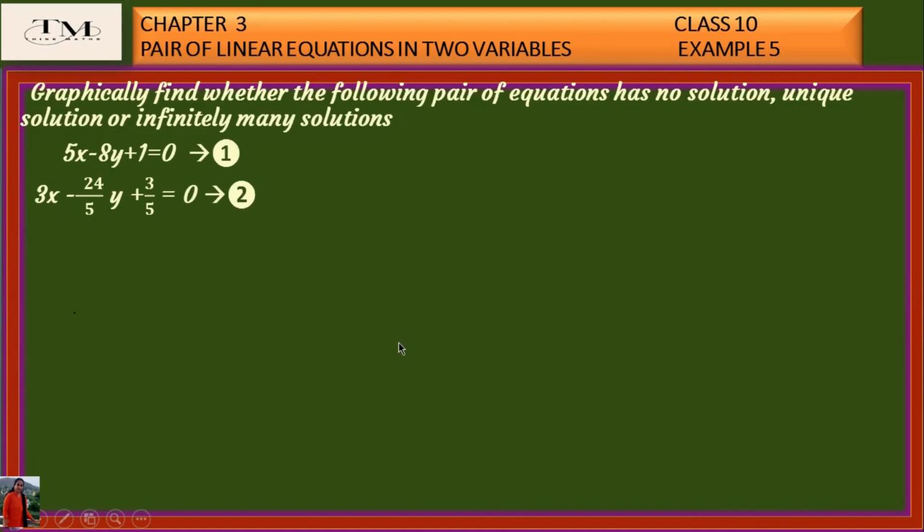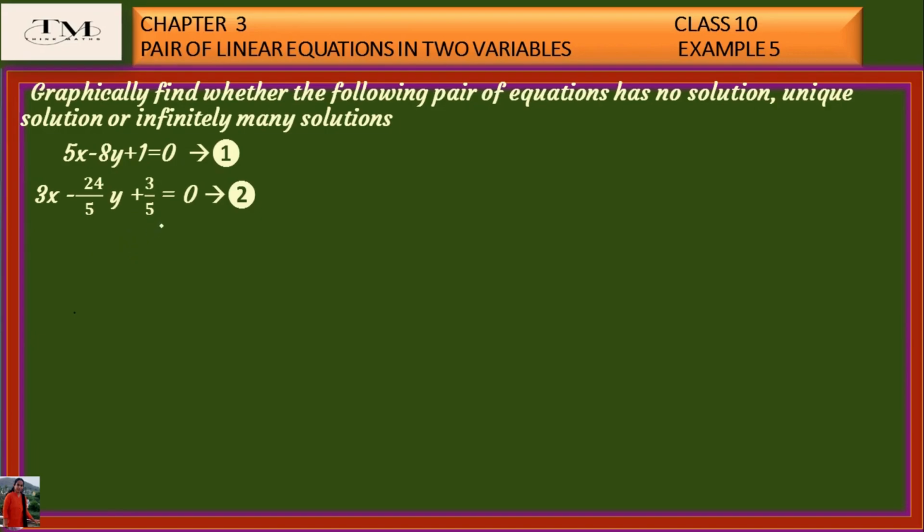The next problem is: graphically find whether the following pair of equations has no solution, unique solution or infinitely many solutions. So we have to draw the graph and check what type of lines we get. Then we have to check whether this has no solution, a unique solution or infinitely many solutions. First, they gave an equation 5x minus 8y plus 1 is equal to 0. The second equation is in fraction.